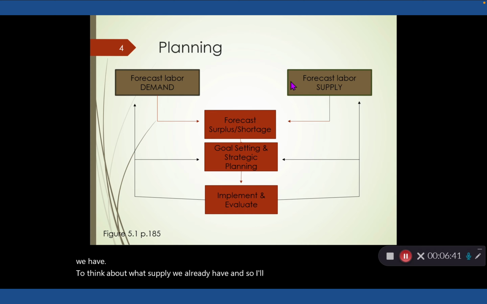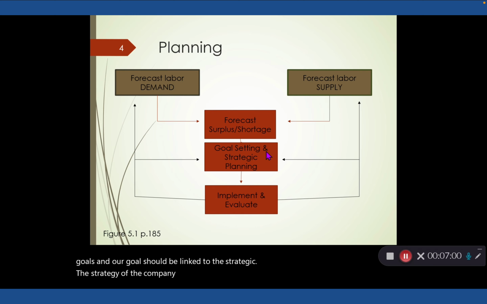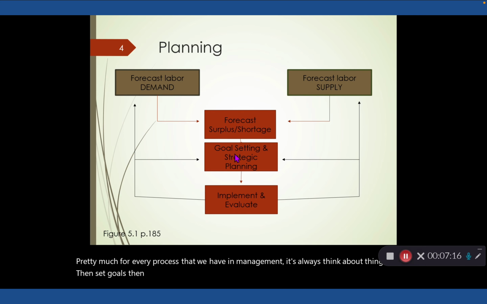And so I'll look at these two in more detail in just a minute. Now, based on the forecast that we have come up with, we are going to set our goals, and our goals should be linked to the strategy of the company or the strategy of the business unit that we're working in. Then we implement and evaluate, right? This is pretty much true for every process that we have in management. It's always think about things, then set goals, then implement, and then evaluate. Same thing we're doing here, but right now we're talking about labor.